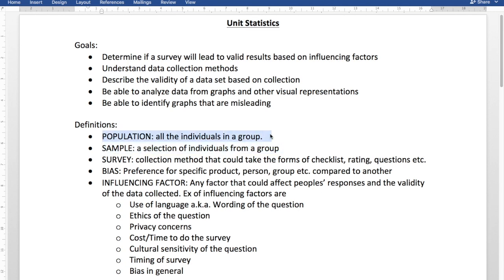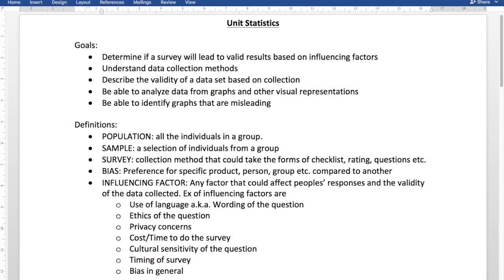Does that make sense? Whereas a sample is a selection of individuals from a group. It's most of the time impossible to actually ask every single person in a population unless the population is quite small. So oftentimes we use a sample. We select a bunch of people from a specific group to ask the question, and then we extrapolate that information to the whole group. So a sample could be, I don't know, just one class at McMath. That would be a sample of the population, everybody who goes to McMath school.